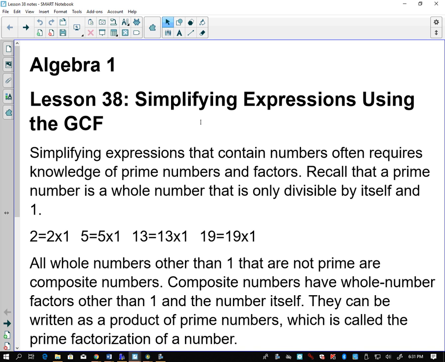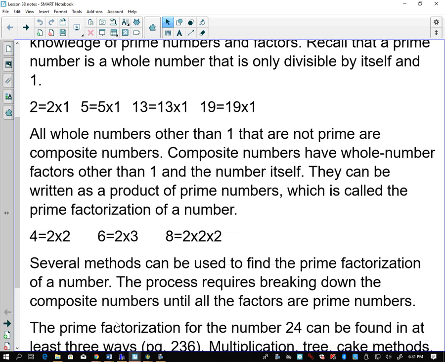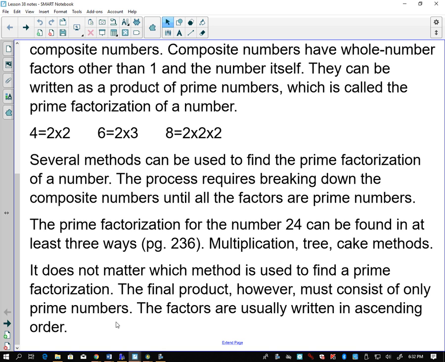Composite numbers have whole number factors other than 1 and the number itself. They can be written as a product of prime numbers, which is called prime factorization of a number, and that's going to be the big part of what we're looking at today. So numbers like 4. 4 is broken up into 2 and 2. 6, 2 and 3. 8, 2 by 2 by 2 are the primes that make up the number 8.